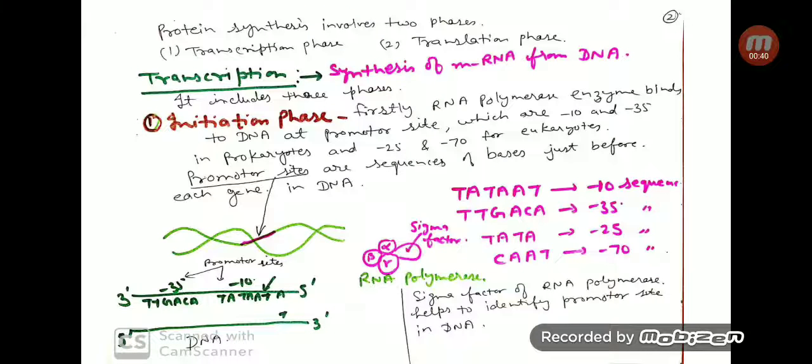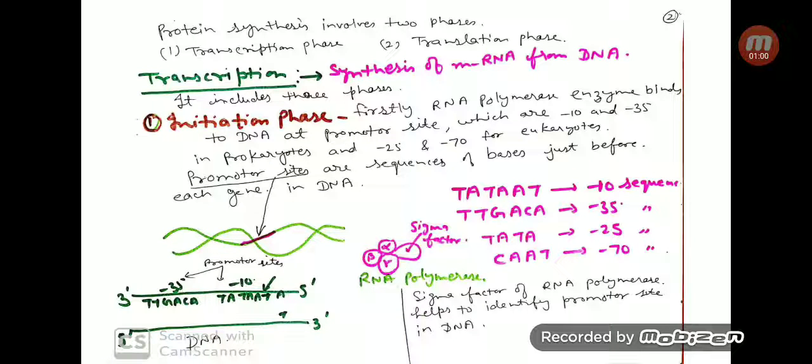Protein synthesis occurs in two steps, as I told you, that is transcription and translation. First we take transcription. Transcription, as I told you, is the synthesis of mRNA from DNA. It also has three steps, or three phases.